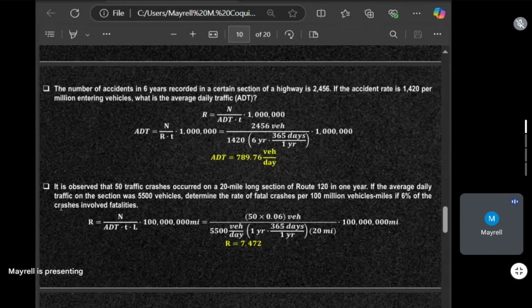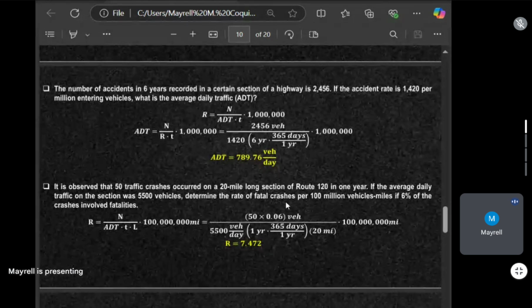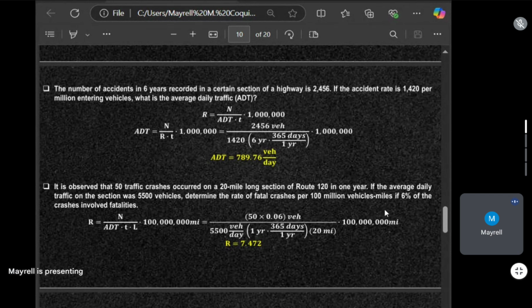Another one. It is observed that 50 traffic crashes occurred on a 20-mile long section of Route 120 in 1 year. If the average daily traffic on the section was 5,500 vehicles, determine the rate of fatal crashes per 100 million vehicle miles if 6% of the crashes involve fatalities. So the rate is equal to N over ADT times T times L, times 100 million miles.